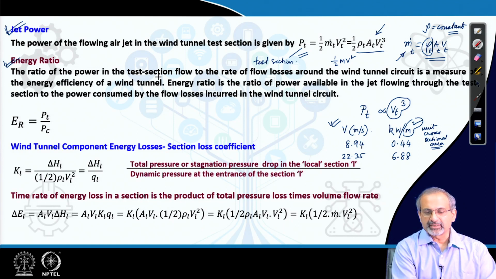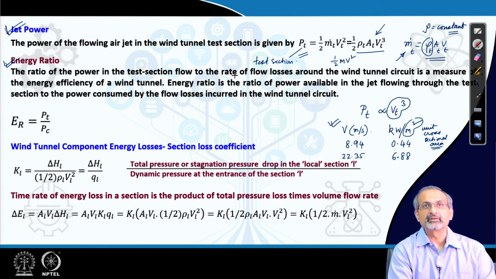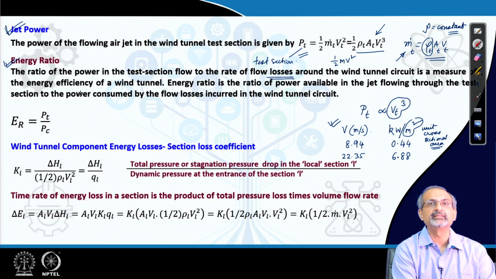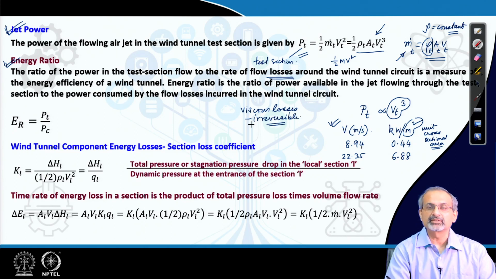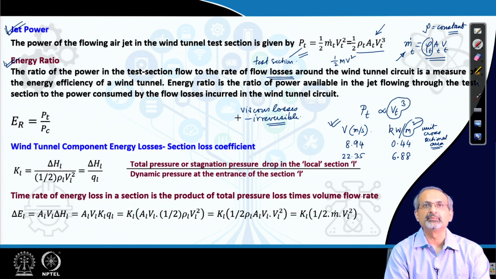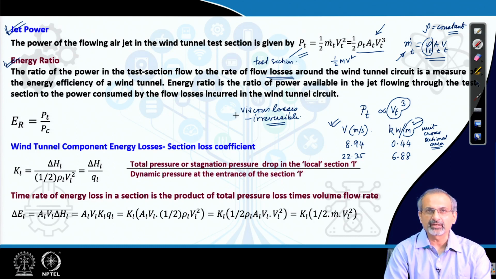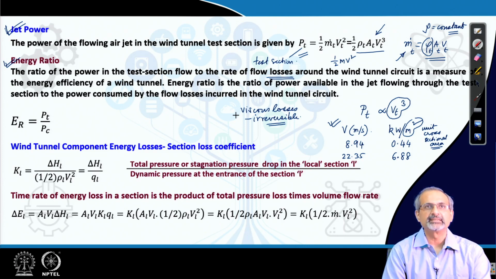Now, the ratio of power in the test section flow to the rate of flow losses around the wind tunnel circuit is a measure of its energy efficiency. Why do these losses occur? It is by and large viscous losses, which are irreversible. There would be losses, you cannot do much about it, but you can keep the flow separation to a minimum, etc., so that the losses are minimized. Therefore, you have to manage the aerodynamic design of the tunnel well, so that the losses are kept to a minimum. That is the basic strategy.